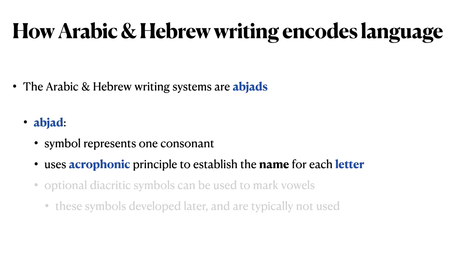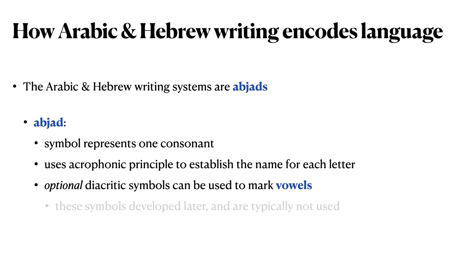The Arabic writing system and the Hebrew writing system each give names to letters. This is done using the acrophonic principle. Earliest versions of Arabic and Hebrew did not mark vowels, but later optional diacritic symbols were developed that could be used to mark vowels. These developed later and are typically not always used.